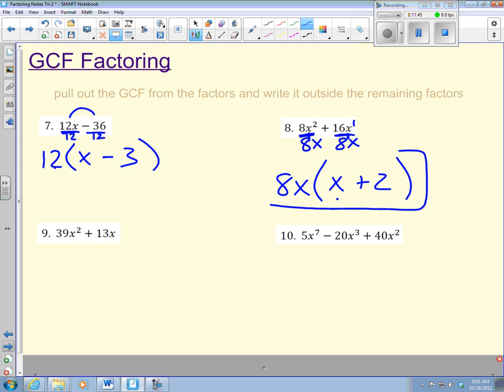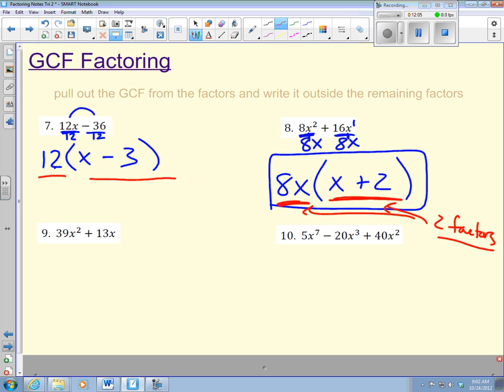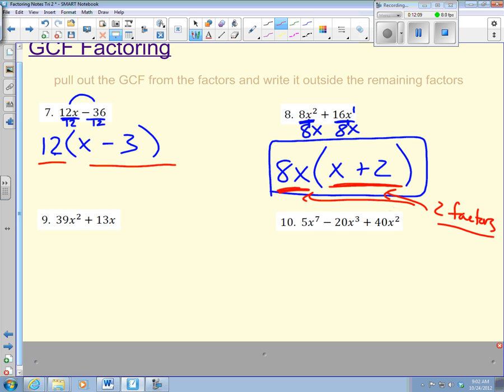And this is factored. How many factors is that? Some people might say 3, but really it's 2. 8x is your first factor, and everything in parentheses makes up another factor. So there are two factors here, just like there are 2 factors here also. We're going to try number 10, and I'll let you guys try number 9 then.